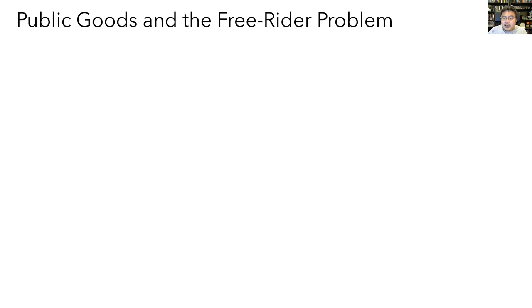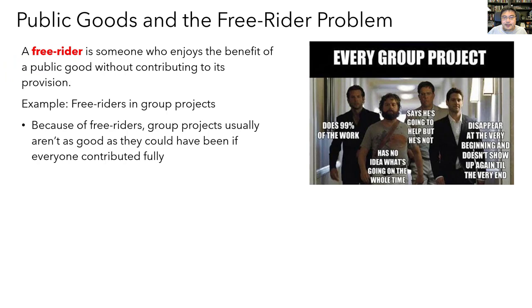And the answer to this is that public goods suffer from something known as the free rider problem. A free rider is someone who enjoys the benefit of a public good, but without contributing to its provision, all right? And so a lot of students can best understand the free rider problem by thinking about a group project, right? A group project where everyone gets the same grade is just like a public good.